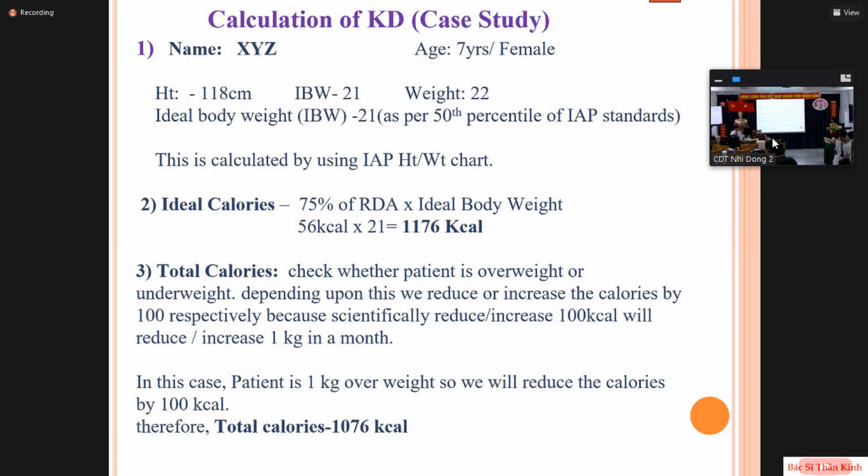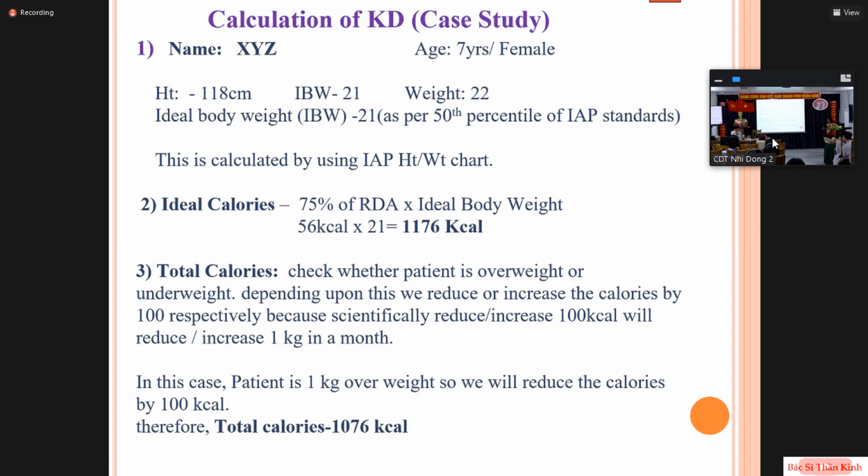Next, we proceed with the ideal calories. 75% of the RDA, multiply that with the ideal body weight. For a 7-year-old female, 75% RDA is 56 kilocalories, and we multiply that with her ideal body weight, which is 21. So we get the value 1176 kilocalories.